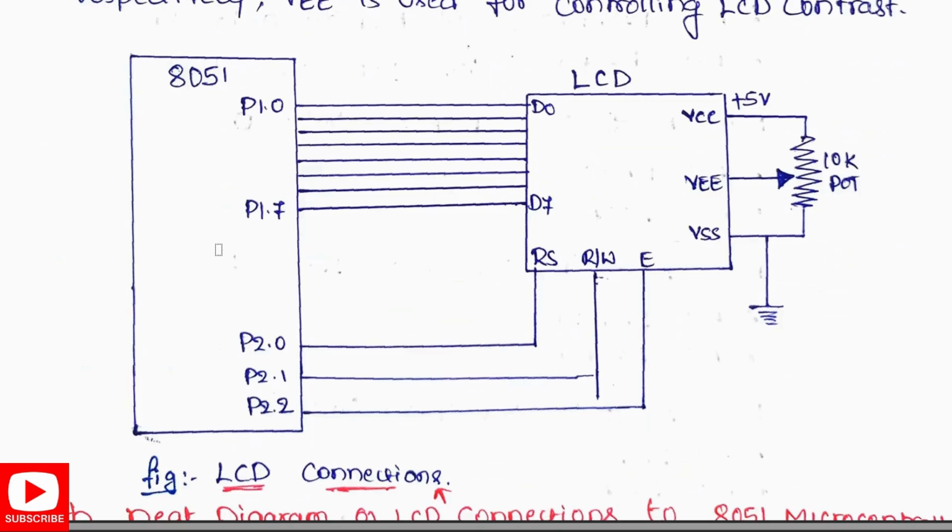This LCD is connected to our 8051, where port 1 is connected to D0 to D7. For port 2, pin 0 is connected to RS, pin 1 is connected to R/W, that is read or write, and pin 2 is connected to the enable pin. VCC is connected to +5 volts and VEE is connected to this 10K pot resistor. This actually helps us in changing the brightness of the LCD.